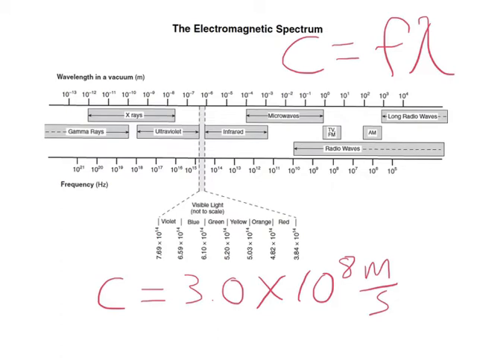So these numbers down here, the frequencies, and these numbers up here, the wavelengths, are related by this formula. In fact, if we only knew the frequency and we knew the speed of light in a vacuum, we could calculate the wavelength. So this is called the electromagnetic spectrum.